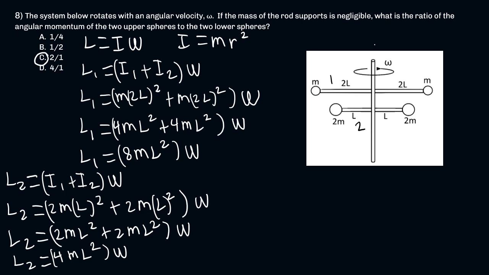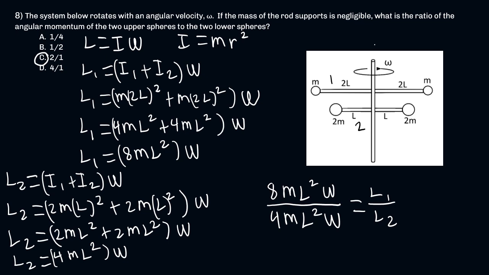So let me just show that. If you do the math here, 8mL squared times omega over 4mL squared times omega, which is L1 over L2. This cancels, this cancels, this cancels. 8 over 4 is 2 over 1, and that is L1 over L2 as we denoted. So that is going to be a 2 to 1. And again, to make sure we are correct, there are 2 upper spheres to the 2 lower spheres, so 2 to 1 should be our ratio. That is answer choice C.